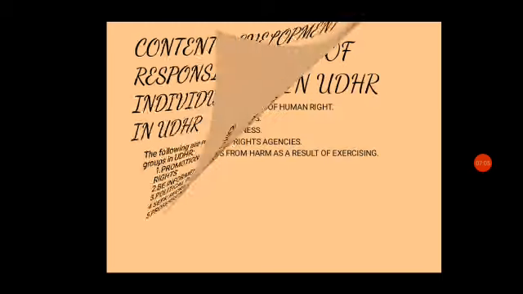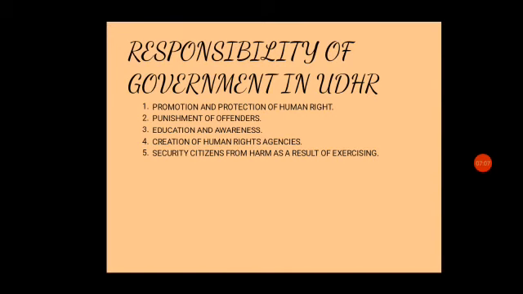Now we look at the responsibility of government in the Universal Declaration of Human Rights. What are the responsibilities of government towards the Universal Declaration of Human Rights? 1. Promotion and protection of human rights.